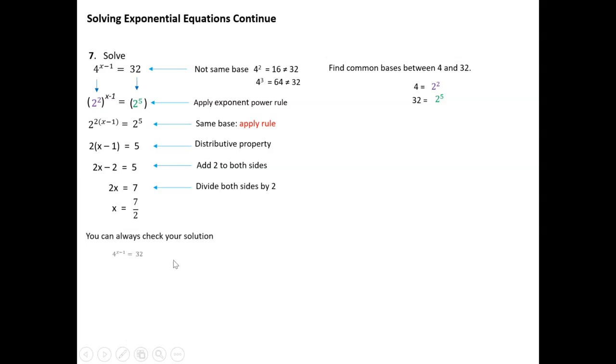And again, we can always check our work, so let's check it. We plug in 7 over 2 for x. 7 over 2 minus 1 gives us 5 over 2. 4 to the 5 over 2 power. Now, if we put that in the calculator, guys, it will give us 32. So 32 equals 32, so I know this is the correct answer.